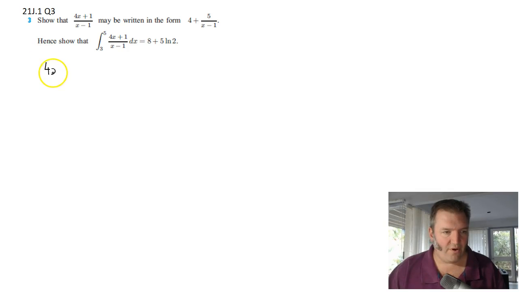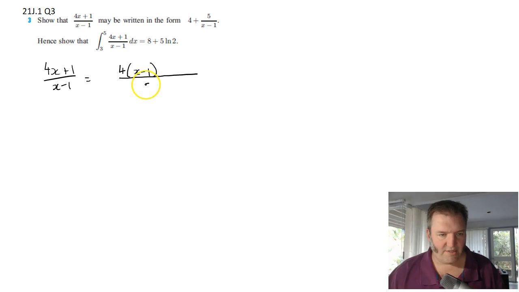Here we've got (4x + 1)/(x - 1). Now, I want to get it into this form, 4 + 5/(x - 1). All I'm really going to do is focus on getting that 4. It's going to happen if I have an x - 1 that I can factor. Why do I need x - 1? Because that's the same as the denominator, isn't it? You can see x - 1 on the denominator. So I want to create this x - 1 term.